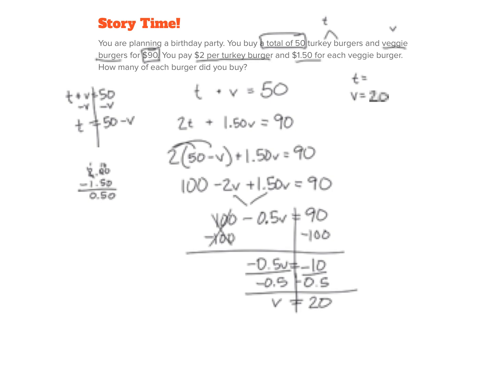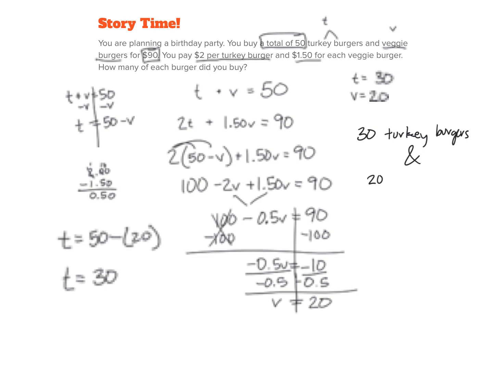Well, let's plug that back into this equation I made right here so I can solve for T. T is going to be equal to 50 minus 20, or in other words, T is equal to 30. Okay, so how many of each burger did I buy? We bought 30 turkey burgers and 20 veggie burgers.